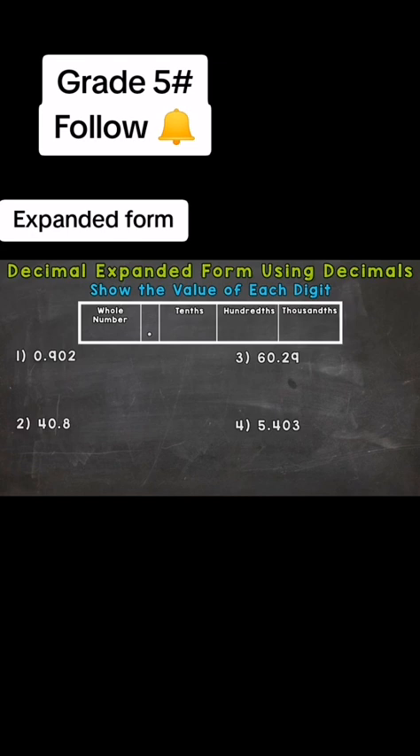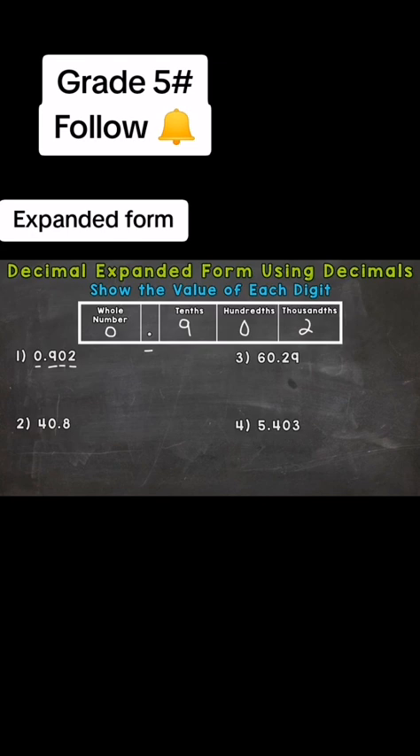So we go from left to right. The furthest digit to the left is the greatest valued digit. So that's always where you start with expanded form. And in this case, we have a 0. This shows that we do not have a whole number. Then we have a decimal and then the tenths place. So we have a 9 in the tenths, a 0 in the hundredths, and a 2 in the thousandths. Now, when it comes to expanded form, we don't need to worry about the zeros. So we have 2 digits for number 1 that we need to show the value of.